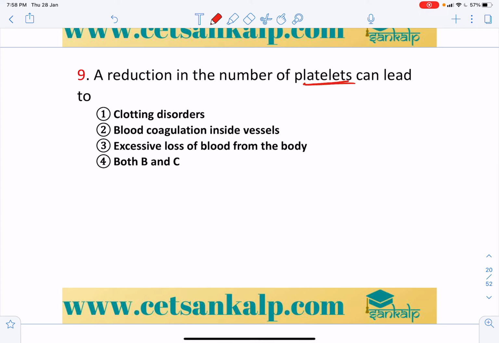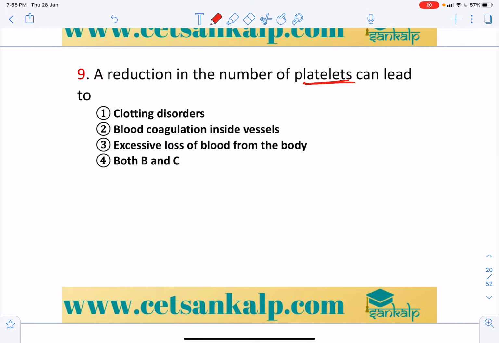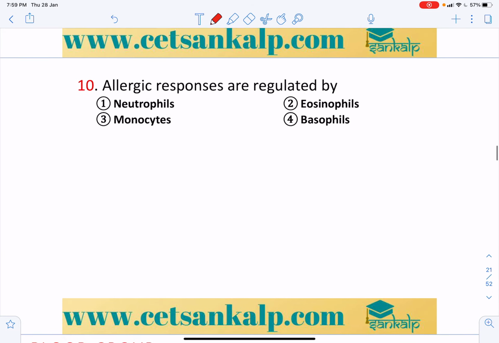So next, a reduction in the number of platelets. We know that thrombocytes, platelets, are also called thrombocytes. If they are reduced, clotting won't take place, and that leads to excess loss of blood. Clotting disorder is also associated with vitamin K deficiency. Next, blood coagulation inside the vessel. Now, excessive loss of blood from the body. So here we can select excessive loss if the platelet count is less.